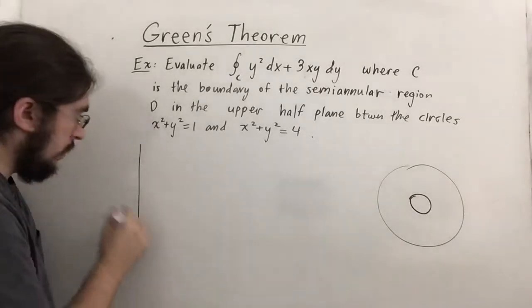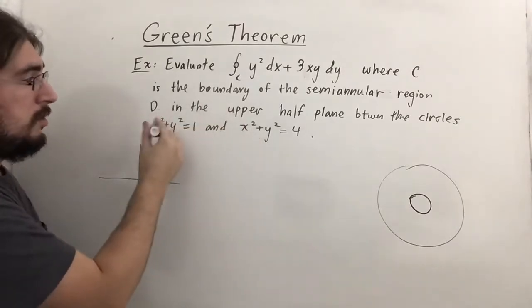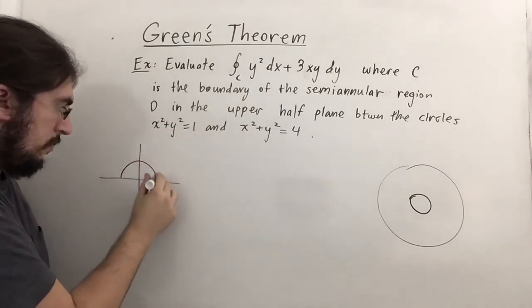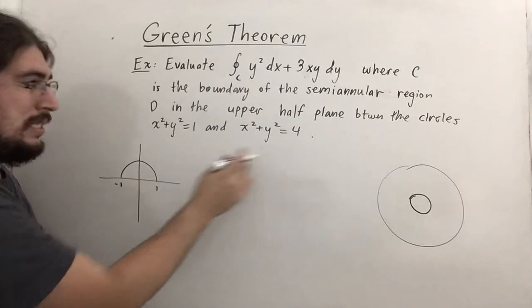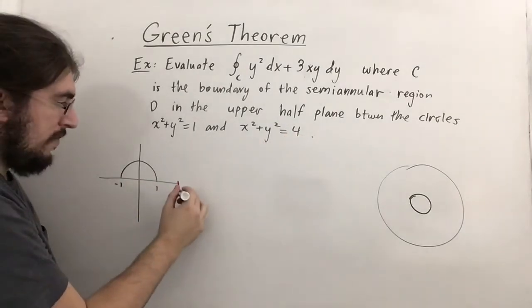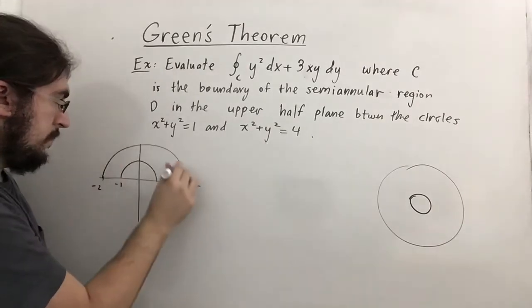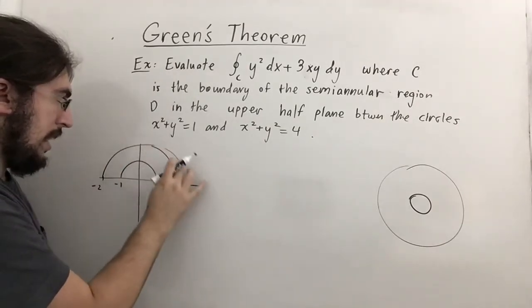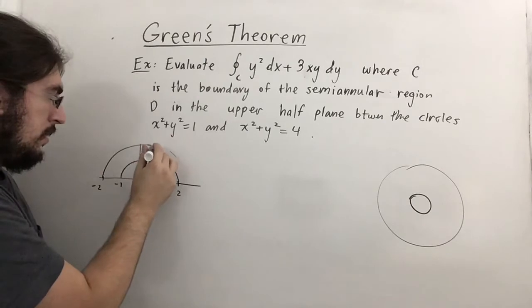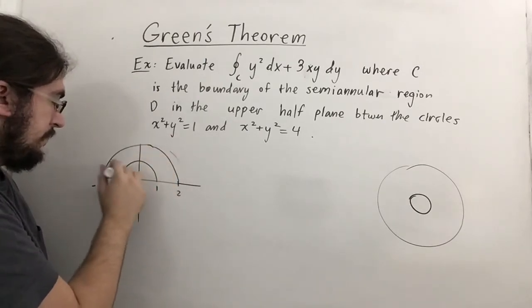So specifically what's going on is that we have this inner circle of radius 1 centered at the origin. And then since the square root of 4 is 2, we have this outer circle with radius 2 centered at the origin. Just like that. I think that looks good. So this is the region we care about here.